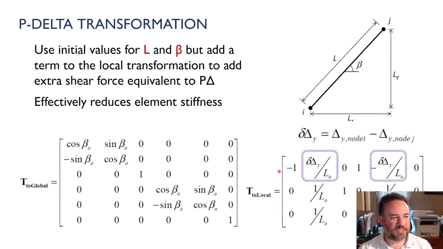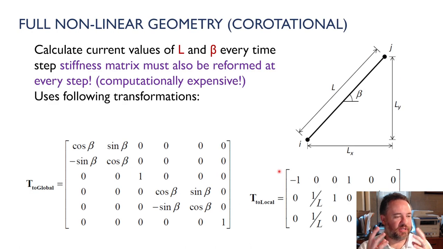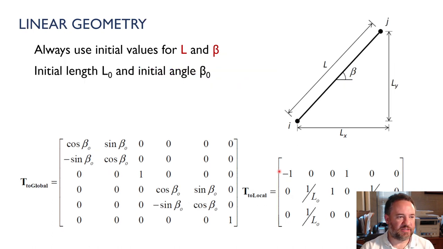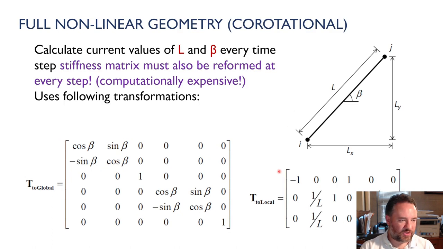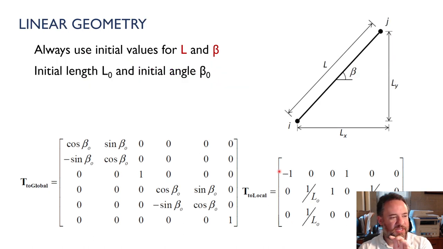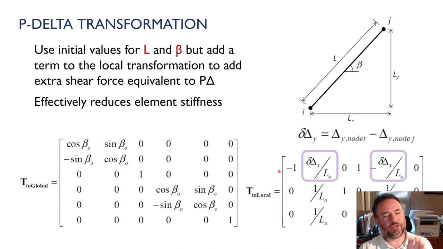Okay, this is full nonlinear geometry, so this is full consideration of the movement of nodes. This is quite expensive, okay? It takes quite a lot more time to do this because there's all of these extra steps for every single element at every time step to recalculate these matrices. These matrices only have to be calculated once if I do it in linear. So then on top of that, there is a third type of transformation, which is called a P-delta transformation, which is a kind of in-between of those two.